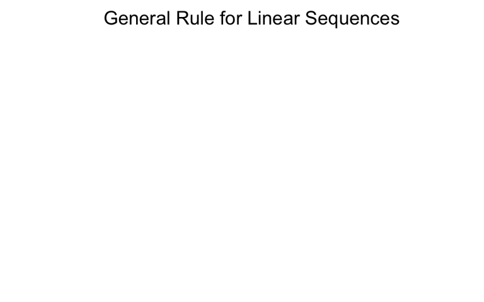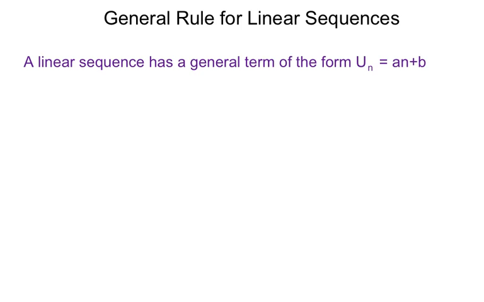In this lesson we're going to continue looking at sequences, and we're going to look at how we can find the general rule when we're given a linear sequence. Well, the first thing we need to do is know what a linear sequence is, and a linear sequence is one that goes up by the same amount every time. A couple of examples of linear sequences in a moment, and they all have the form un equals an plus b. So it's something times n plus another number.